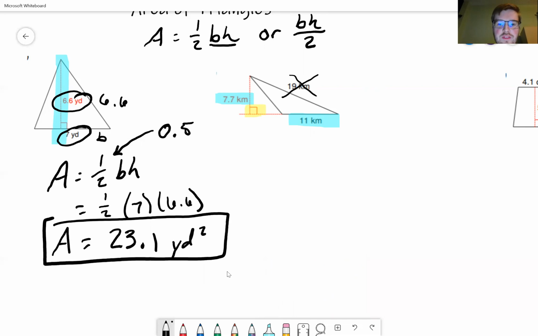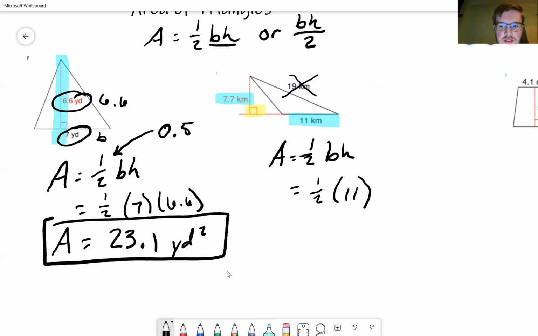Okay, so for this second example, I'm just going to set up the formula for you. You want to take this one to just do some practice on your own. That would be great. It's the same process every single time. As long as you can identify the base and the height and plug it into the formula, you're going to be great with this. So we got 1/2 base times height.